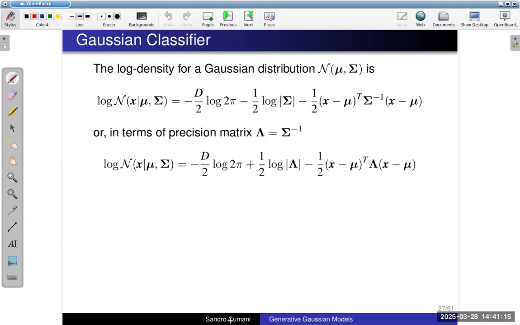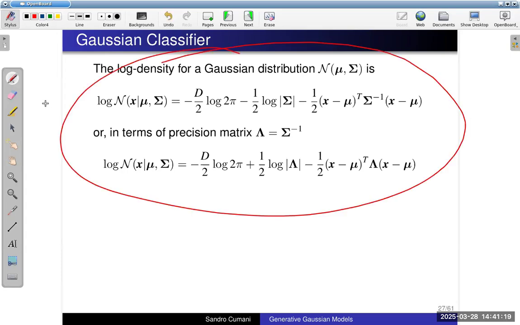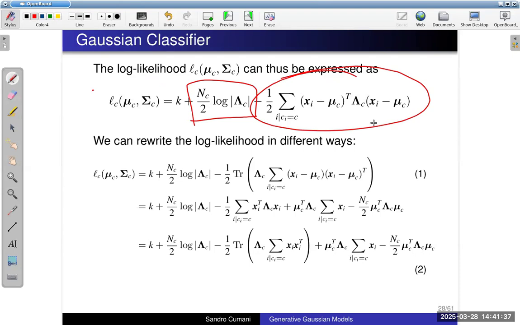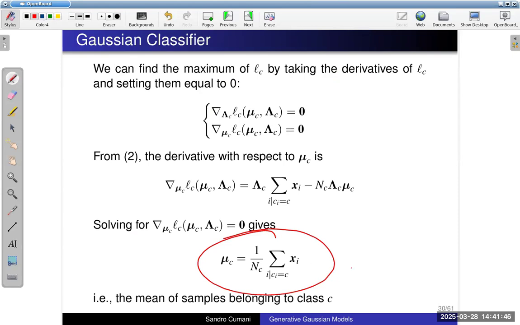Then we have discussed how to compute the maximum likelihood estimate for multivariate Gaussian densities. The log likelihood, here for a single class, is again a sum over samples of the logarithm of the density. It has some constants that are not relevant, then some terms that depend on lambda, and some terms that depend on mu and lambda. And we have discussed yesterday that the solution can be given how? Well, the solution corresponds to setting the mean equal to the empirical class mean, and the same for the covariance matrix. The ML solution is the empirical covariance matrix.